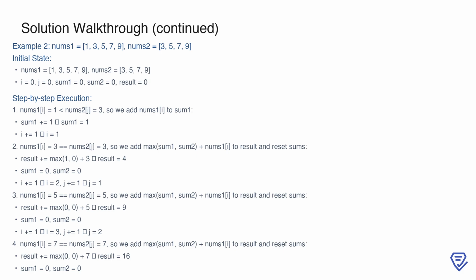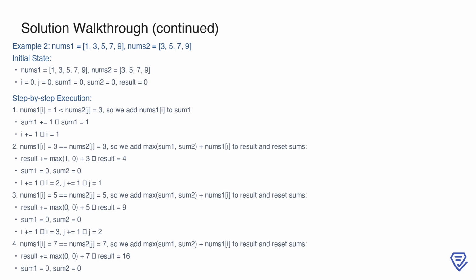Starting with the first elements, nums1[i] equals 1, which is less than nums2[j] at 3. So, we add 1 to sum1, updating sum1 to 1, and increment i to 1. Now, nums1[i] and nums2[j] both equal 3. At this juncture, we add max(sum1, sum2), which is max(1, 0), plus the common element, 3, to the result. This updates the result to 4, and we reset both sums to 0.